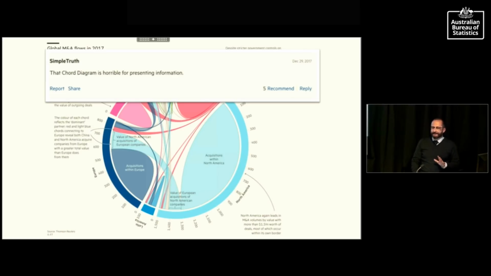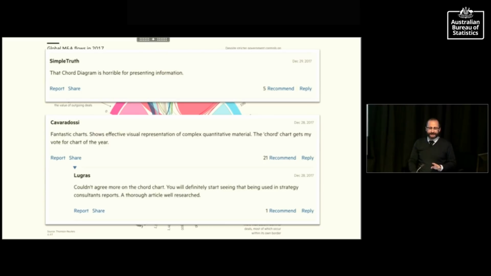But then, and I can tell you this wasn't my mum or anyone I knew, someone then came in and said, these charts are fantastic because they're showing this complex material. My vote for chart of the year, and this guy's coming in at the bottom here and agreeing. And what I'm looking at in particular is the ratio of the recommends here. If I can get, for every one person that hates it, 4 people that like it, then that's pushing it at the right kind of ratio, right?